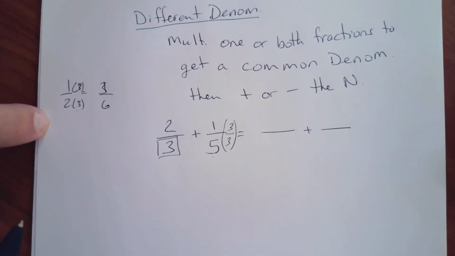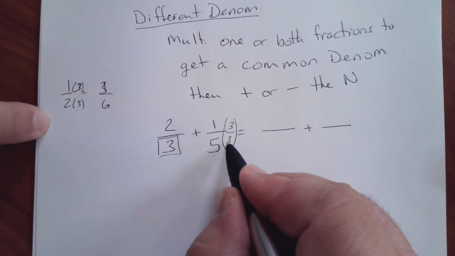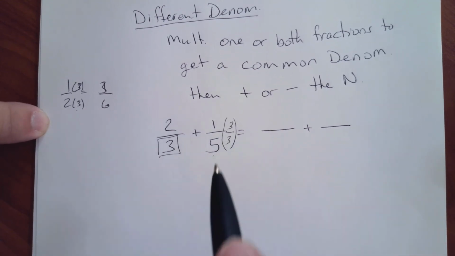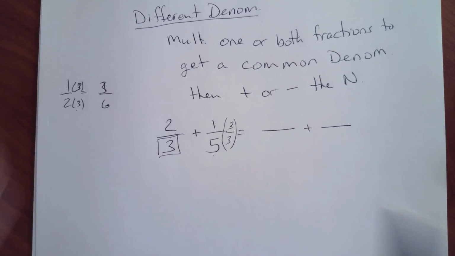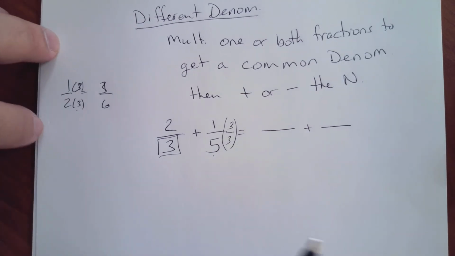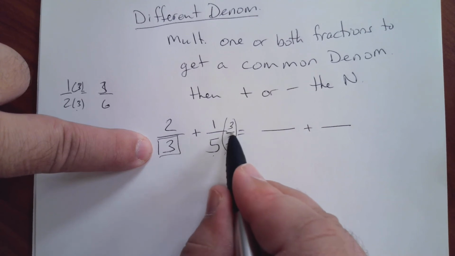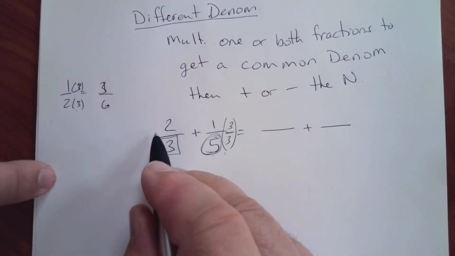Now, here's another thing. What are we multiplying by? What is 3 divided by 3? 1. We're multiplying by 1. Anything times 1 is itself. You don't change it. You just change the way it looks. So, we multiply this one by 3. 3/3 is 1. Multiply by 1. This one has a 5. This one needs a 5.